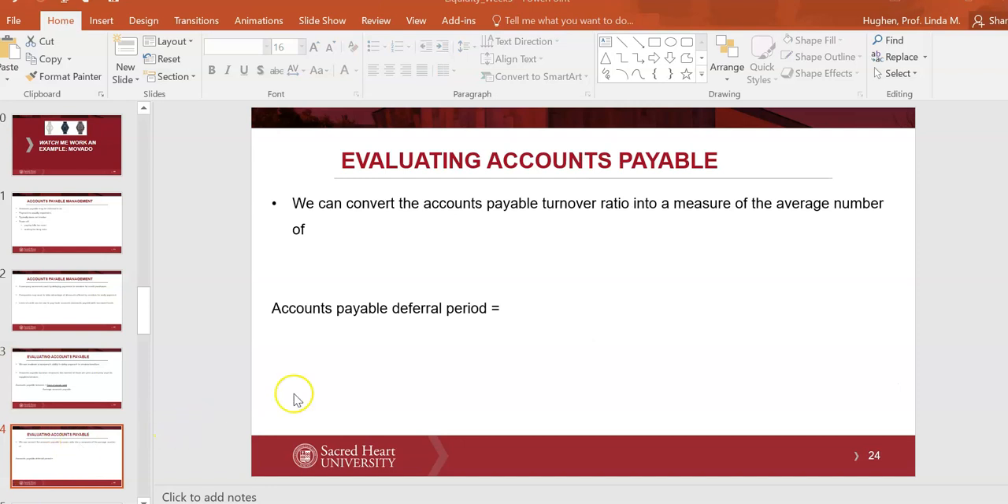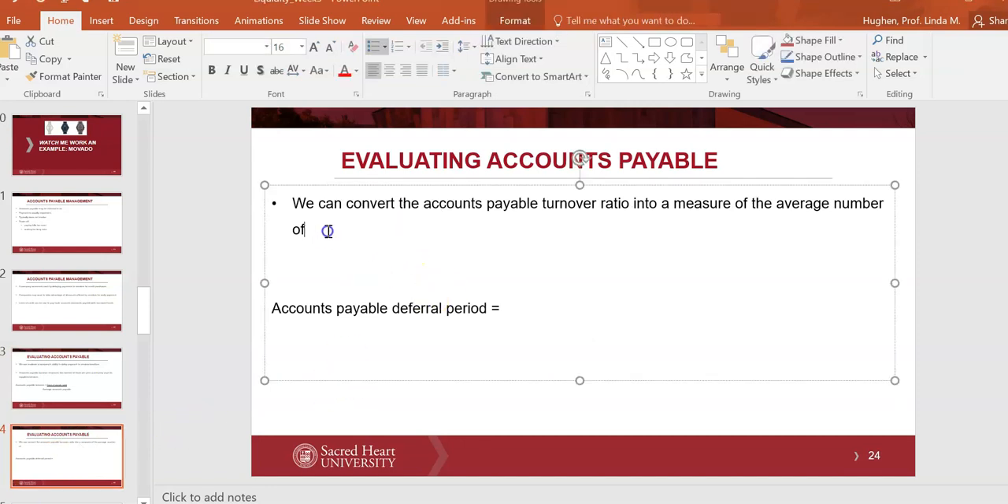Convert the accounts payable turnover ratio into a measure of the average number of days that a company takes to pay its suppliers. Accounts payable deferral period is defined as 365, because we're taking all of our income statement information for a full year, 365 divided by the accounts payable turnover ratio.